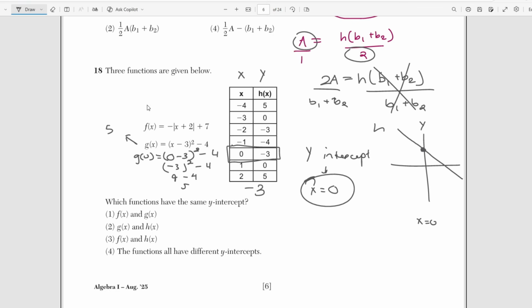Over here, it's telling us the negative absolute value of 0 plus 2 plus 7. So in this case, the absolute value of 0 plus 2 is 2. Then there's a minus sign that we just slap on, and we're adding this to 7, and this is going to give us 5. So the y-intercept here is 5, the y-intercept here is 5, and the y-intercept here is 3. So which one of these equations have the same y-intercept? Well, that's g of x and f of x, okay? So g of x and f of x, choice 1.